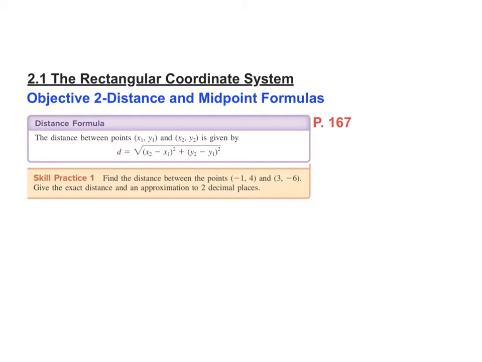Here's the example that we're going to do. So we're trying to find, and part of the reason I'm showing you this problem is the way that the book asks you to find your answers. It says it wants the exact distance, and it also wants you to approximate to 2 decimal places, so we're going to do that. So go ahead and find the distance between -1, 4 and 3, -6.